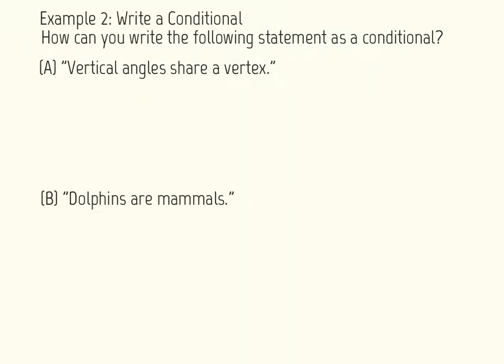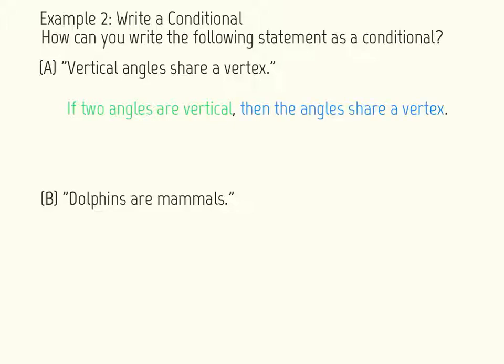For example 2, we want to write the statements as conditionals. For part A, vertical angles share a vertex, so we need to figure out how to change that into an if-then statement. So I'm going to start, if two angles are vertical, then the two angles share a vertex. So you just break it up into two separate parts. If something is true, then the next thing is true.